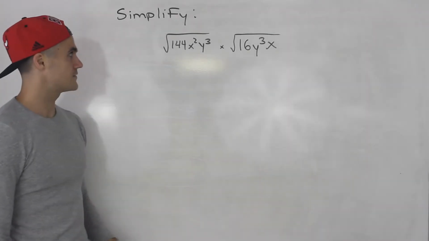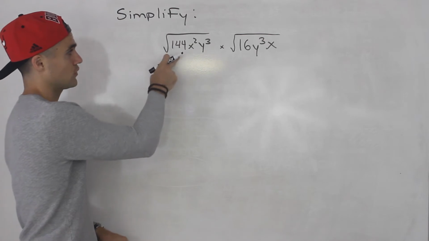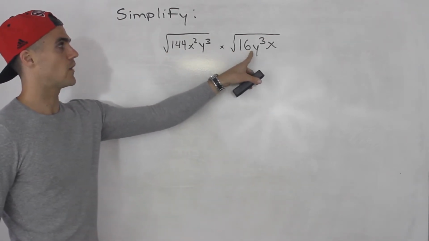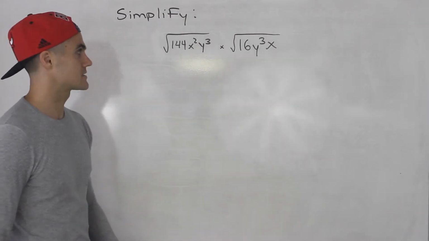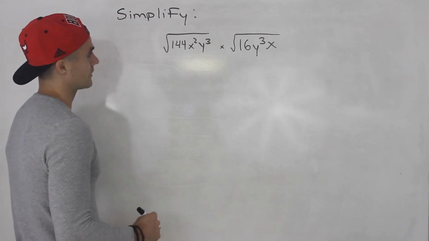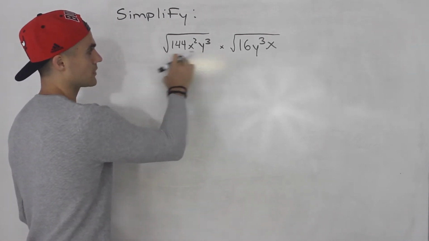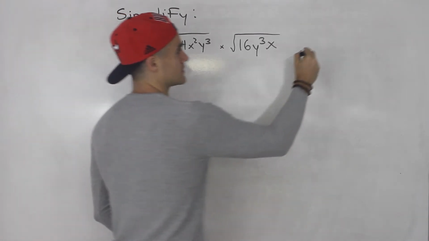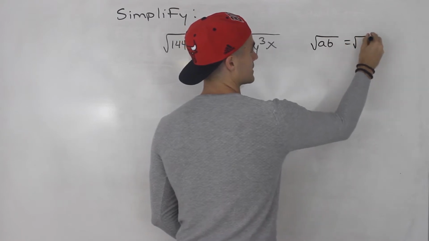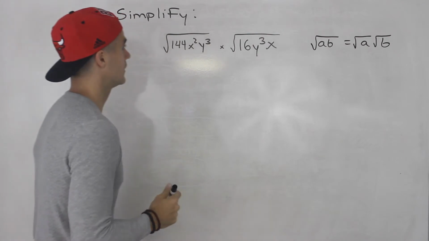Welcome back, guys. In this video, we've got to simplify this expression here. So we've got the square root of 144x squared y cubed times the square root of 16y cubed times x. So working with some radicals here. Basically, when you're square rooting a bunch of stuff, let's say you're square rooting AB, that's equal to the square root of A times the square root of B, right? We know that rule.